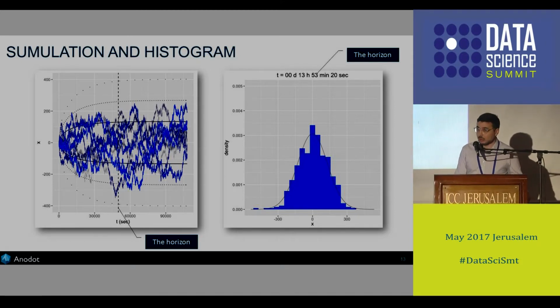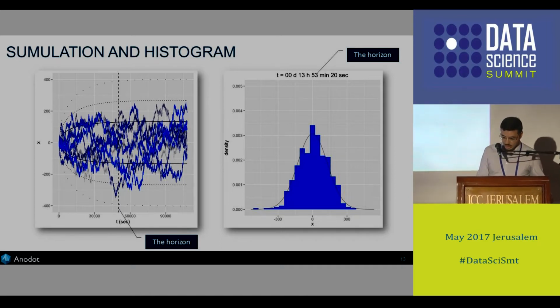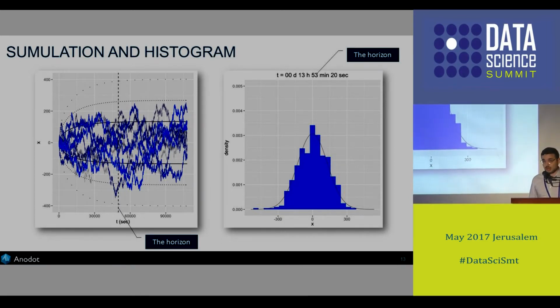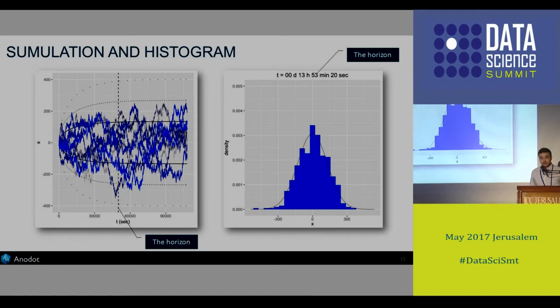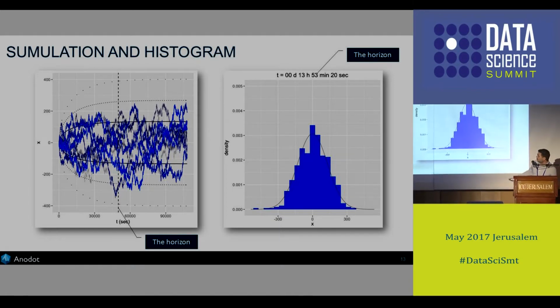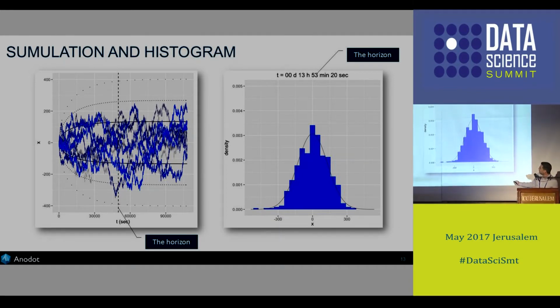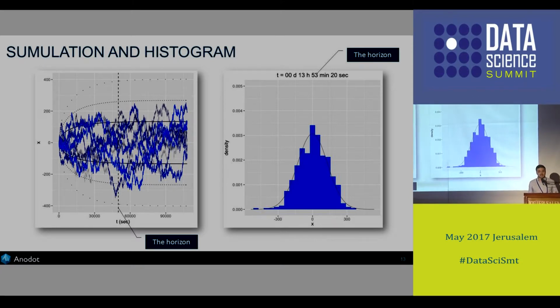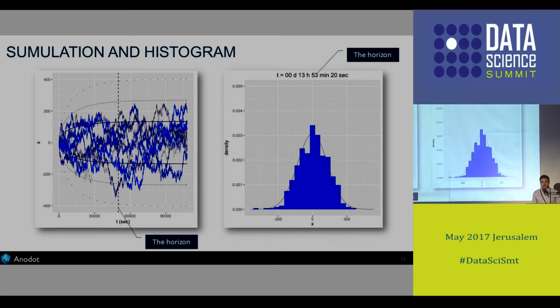So now we continue the procedure of prediction. We will choose a horizon. Here the horizon is the vertical dashed line, and then we will compute the histogram of all trajectories we already simulated. And this histogram we can see in blue, and this is an approximation of the prediction we want. And here in the black line, this is the theory.